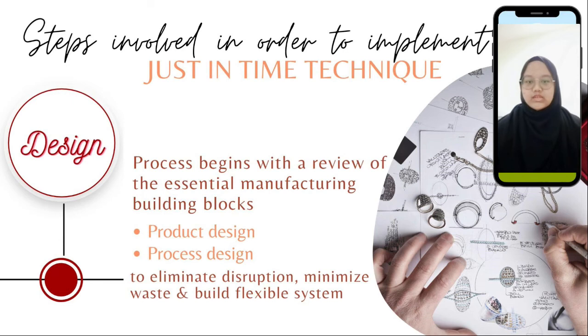Now, we will see the steps involved in order to implement the just-in-time technique. The first step is design. The process begins with a review of the essential manufacturing building blocks such as product design, process design, personnel and manufacturing planning, and all important manufacturing processes. During this phase, technical aspects will be determined based on practical considerations and literature research. This stage is to make strategies to eliminate disruption, minimize waste, and build a flexible system.